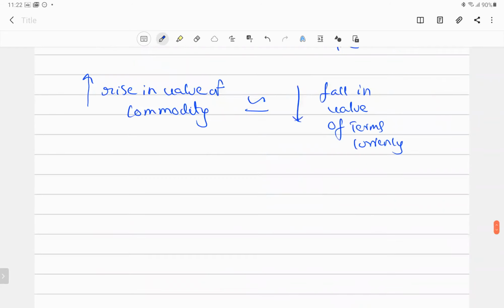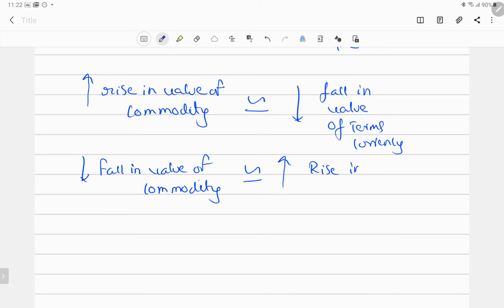So in the same way, vice versa, suppose there is a fall in value of commodity, which is equal to nothing but a rise in the value of term currency.